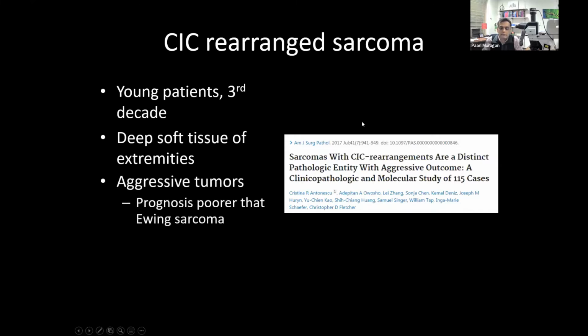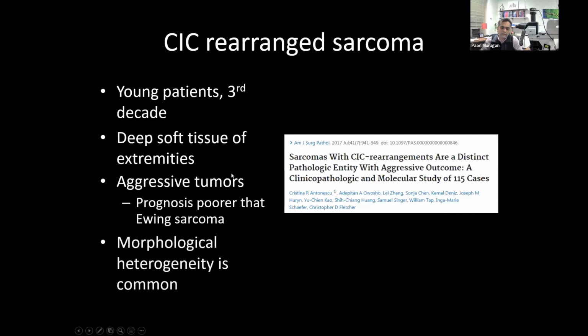Another important thing to remember is these are very aggressive tumors, and the prognosis is much poorer than Ewing sarcoma. This is important to know because most of these tumors were previously classified as Ewing-like sarcomas, and our oncologists were treating them like Ewing sarcomas, but the response rate was much poorer than we saw in Ewing sarcoma. And the other thing for us as pathologists to remember is that morphological heterogeneity is very, very common. We saw quite a bit of an example in our case as well, and I want to illustrate this further with more images.